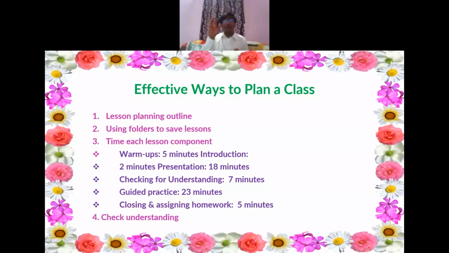For example, 2 hours it takes to complete one chapter. So 2 hours means how many minutes? 120 minutes. So I have one period of 40 minutes. In 40 minutes, if I divide this, exact teaching may come to 30 minutes. So 30 minutes means I should have 4 or 5 periods to complete one chapter. I hope you understand how to plan it out.